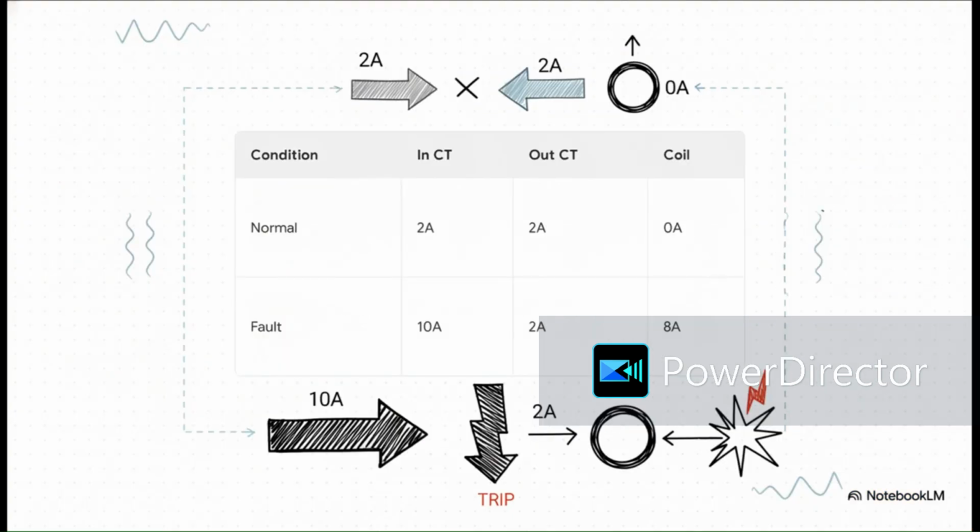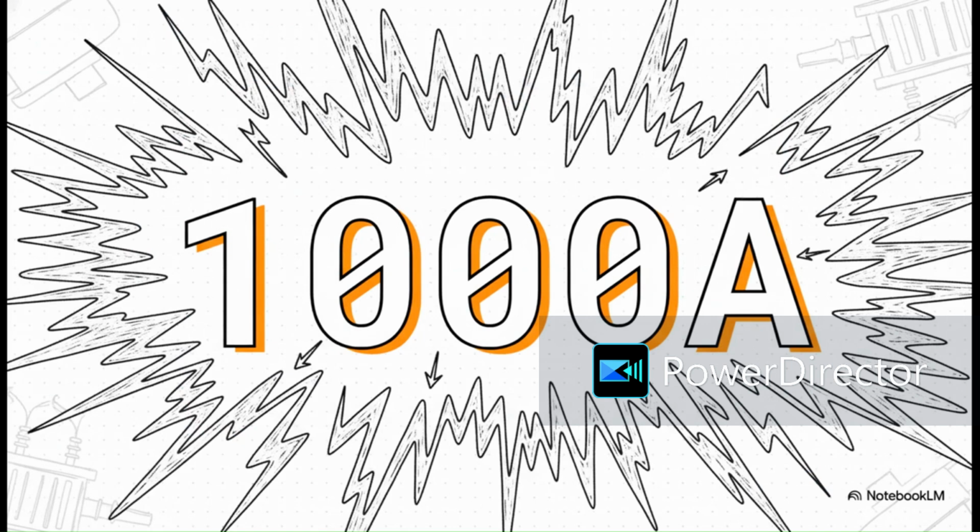Section 6. Normal versus fault conditions. Tracing the current paths here makes the theory incredibly clear. Let's look at the normal operation condition. The incoming CT measures 2 amps and the outgoing CT measures 2 amps. Perfectly balanced, right? So 0 amps flow into the operating coil. But look at the bottom row, an internal fault. Let's say a short circuit happens inside the winding. Suddenly, the incoming CT spikes to 10 amps, while the outgoing is still only 2 amps. That massive 8 ampere difference has literally nowhere else to go but straight into the operating coil, instantly tripping the relay.